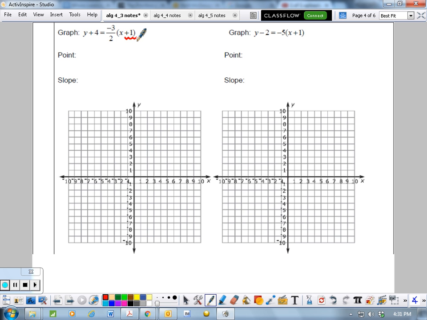So here's my x value, positive 1, which means it's negative 1. Here's my y value, positive 4, which means it's negative 4 for my point. So I start at negative 1, negative 4. And then I'm going to use that slope. So the slope is negative 3 over 2. So I go down 3, right 2.